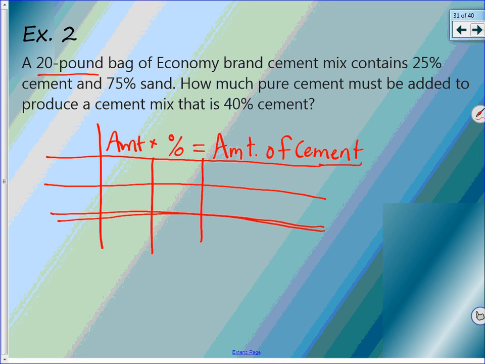20-pound bag contains 25% cement. So for that one, we know the amount is 20 pounds, and we know it contains 25% cement. The 75% sand is just extra information. They're just telling you what else is in the bag. But since we're all talking about cement, notice it's pure cement, cement, cement. The sand part is extra information. Okay, so this is the economy.